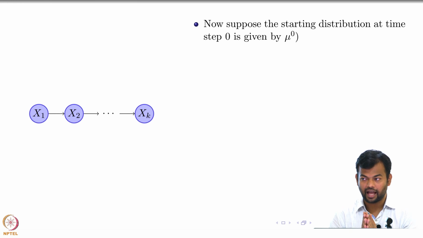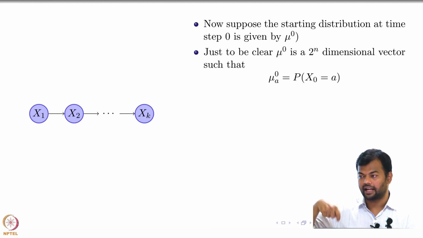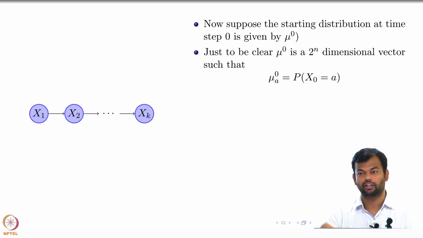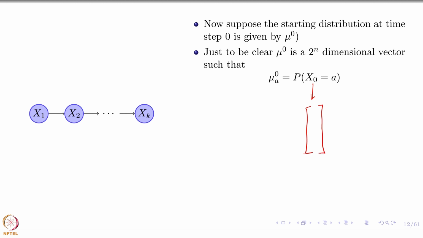So how many elements does mu have? 2 raised to n is what it has. In particular, the a-th entry of this vector tells me that the random variable x0, that means at time step 0, will take on the value a. Remember that x itself is a vector, and there are 2 raised to n such vectors possible. So what mu 0 a tells me is that of all these 2 raised to n possible vectors, what is the probability that x0 will take on the value a, which is one such vector. Is that clear?